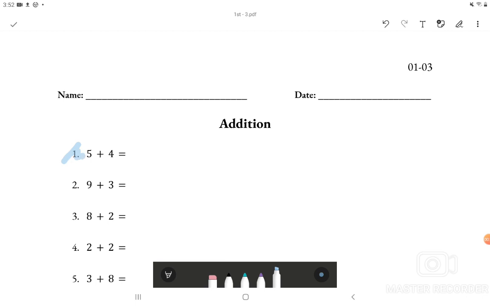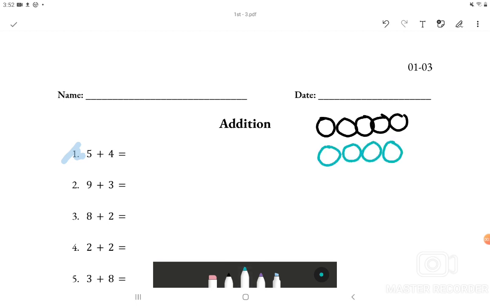Number 1 says 5 plus 8, and one of the methods we can use is just drawing circles. We can start by doing 1, 2, 3, 4, 5 circles plus 1, 2, 3, 4. When we count, we have 1, 2, 3, 4, 5, 6, 7, 8, 9. So we know that the answer for number 1 is 9.